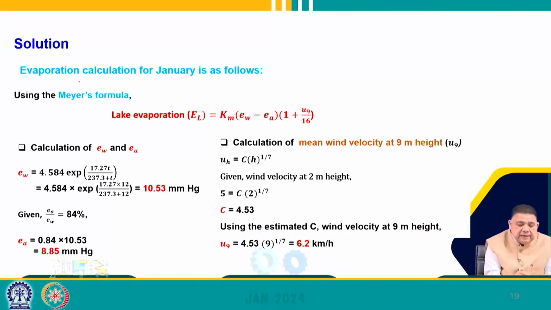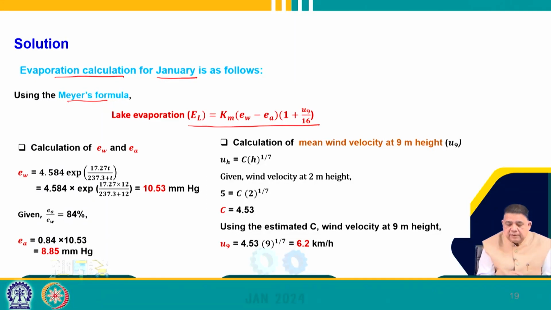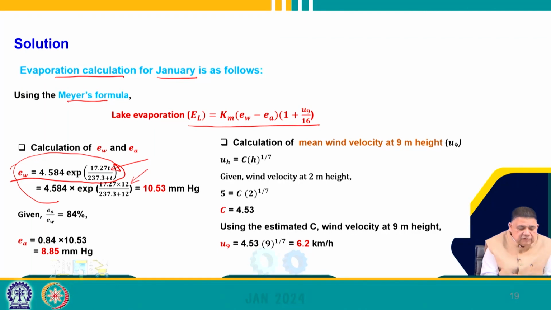So, evaporation, let us say we talk about evaporation calculation for January month. So, Meyer's formula we know is EL is given in this form. So, obviously, first thing we have to calculate is EW and EA. So, EW is related to T. Already we saw this is a relationship which relates EW to T, and because we have the temperature given in degree C, we can put the values of, say for example, January month temperature is given as 12 degrees C. So, we can put this value and get the value of EW 10.53 millimeters of Hg.